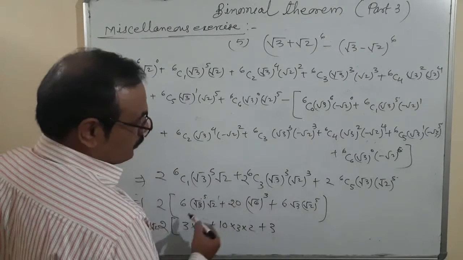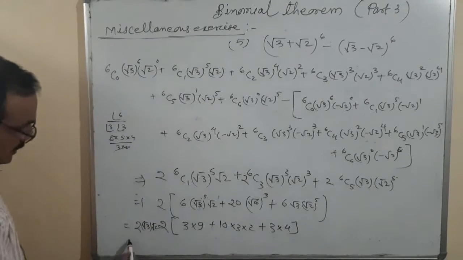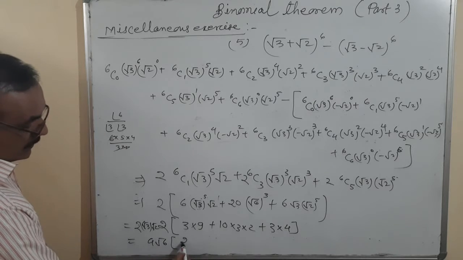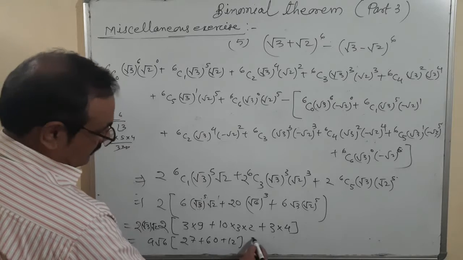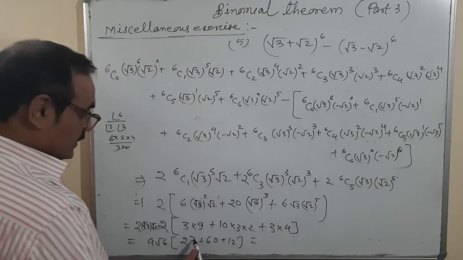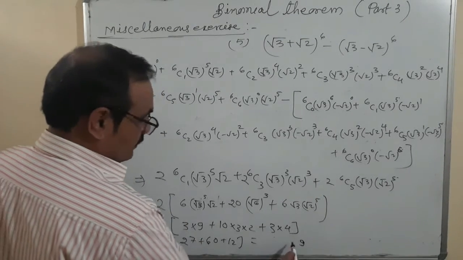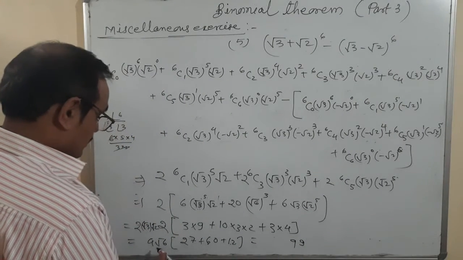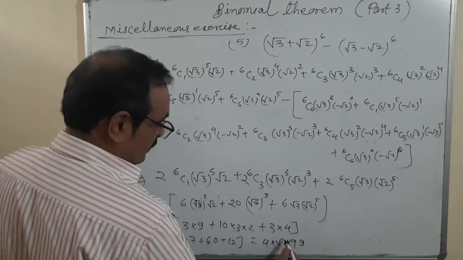This is root 3 common, so it is 2 into 2 root 3. That means 2 into 2 root 3 into root 6, and 9 3s are 27, plus 60 plus 12. So this is 27 and 72; when we add them, 7 and 2 is 9, so 99 multiplied by 4 and multiplied by root 6.